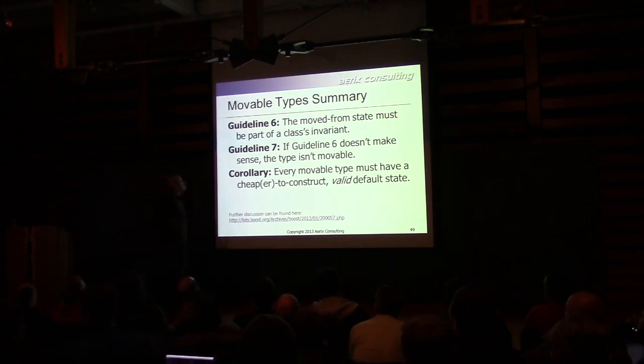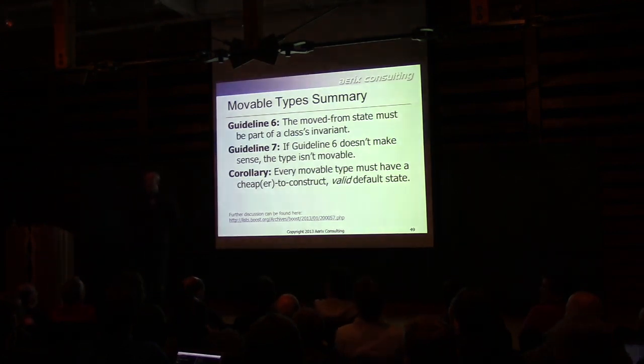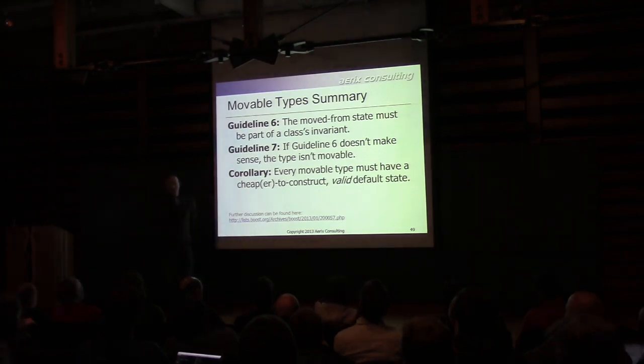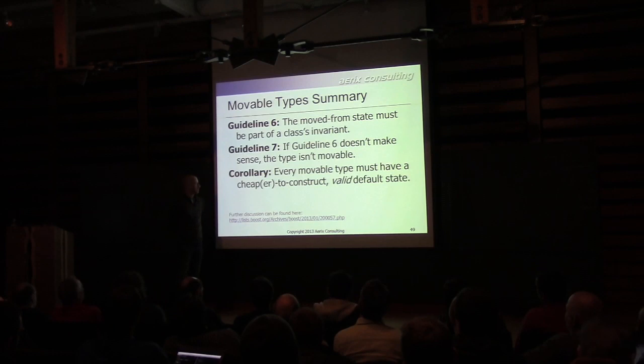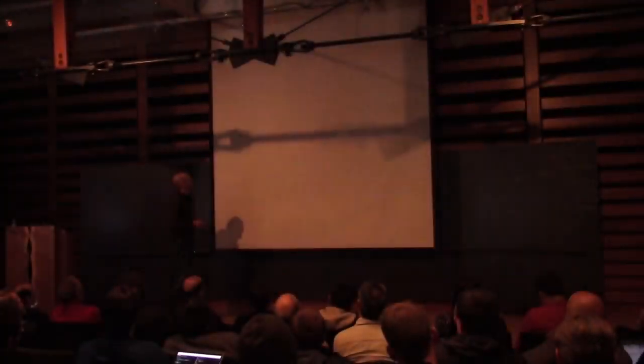So here are my guidelines. The moved-from state should be part of the class's invariant. I think we can all agree on that. No? Okay, not Sean. Go to Sean's talk. Guideline 7, if guideline 6 doesn't make sense, the type isn't movable. And a corollary, every movable type should have a cheap to construct valid default state. Okay. But Sean's going to say this is all wrong. All right, some wrong. Okay.